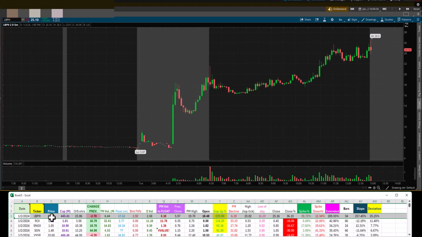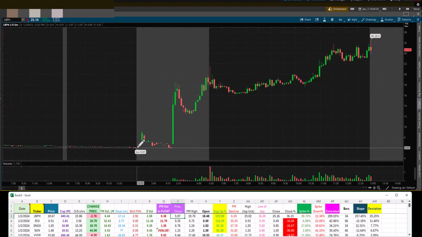So as for LBPH, we're going to start. Is it a previous close? We just hover over the closing price right here. You're going to see over here on the C, it's going to say 5.97. Pre-market high was the highest point, and the gray area, that's the pre-market area. That'll be 19.7. Open, that's your first candle right here, the opening price, that'll be 18.48.